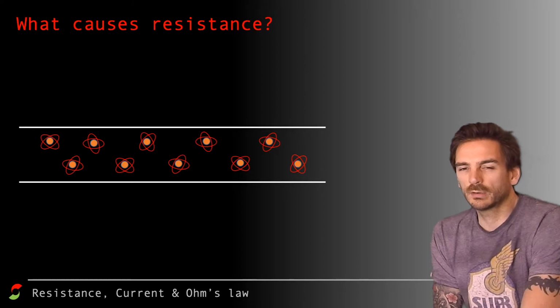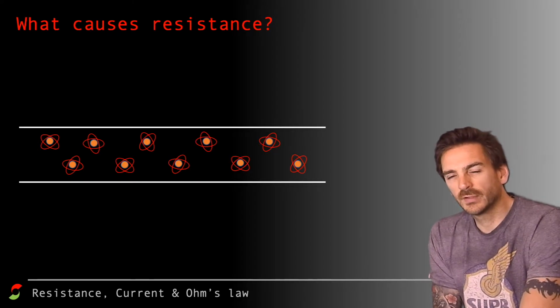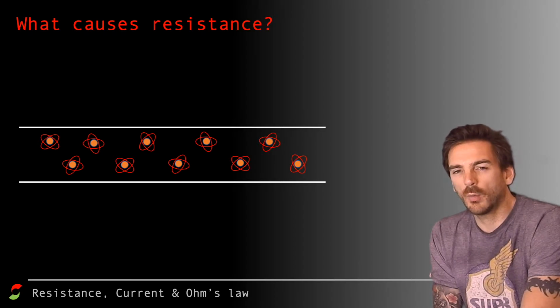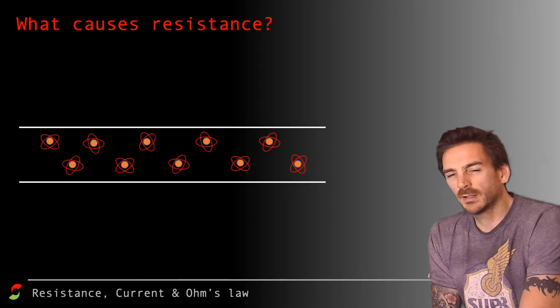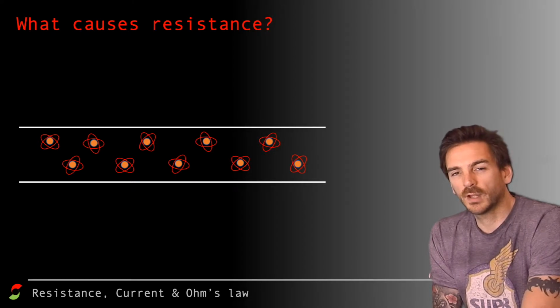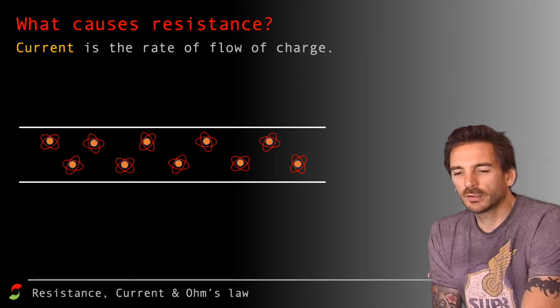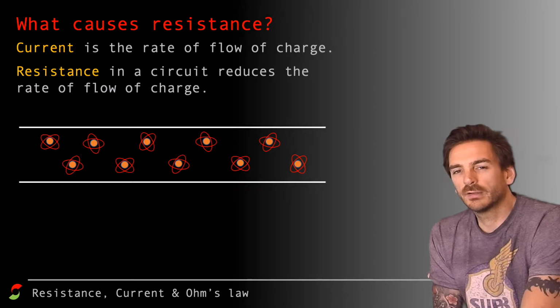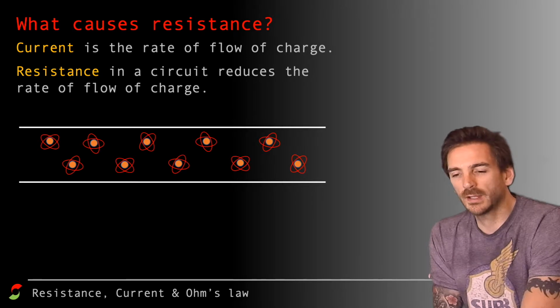So let's start off with having a look at what causes resistance in a metal or a wire. Here we've got a wire, and these things in the wire are supposed to represent the positive ions that make up the lattice in a metal wire. The thing to remember though is that current is the rate of flow of charge, and what resistance does, it reduces that rate of flow of charge. So if something has more resistance, then the current is going to be less because the charge is not able to flow as easily because of that extra resistance.